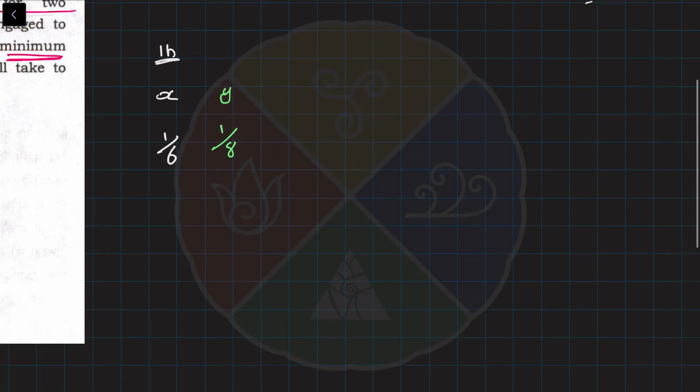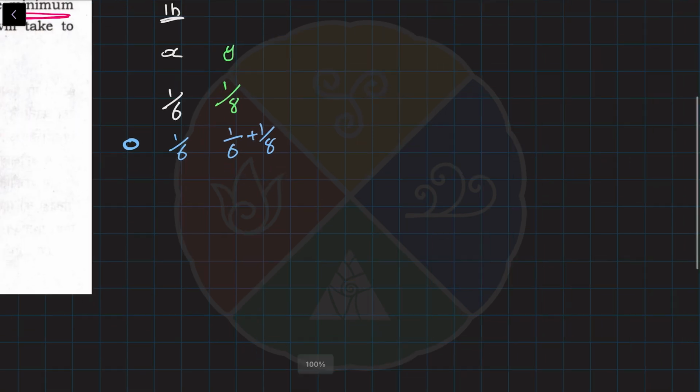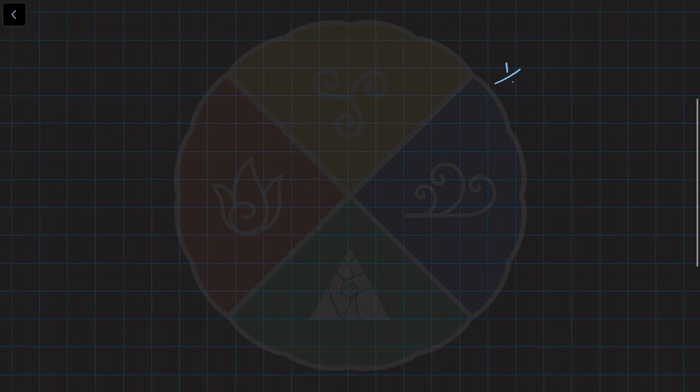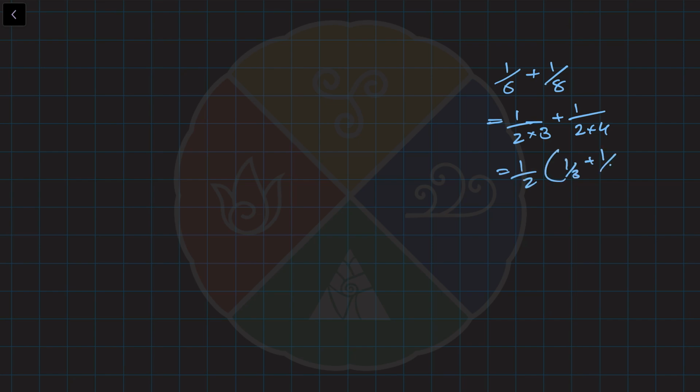Now let's see how much work has been completed. Starting, nothing was done. Then X came and did 1 by 6 of the work. Then Y also did 1 by 8 of the work. Now if you add this, what will you get? Let me add that. 1 by 6 plus 1 by 8. To simplify this, I'm going to take 2 outside. So 1 by 6 will become 1 by 2 into 3 plus 1 by 2 into 4. If I take 1 by 2 outside, I'll get 1 by 3 plus 1 by 4. And that is going to be 1 by 2 into 4 plus 3 by 3 into 4, 12.